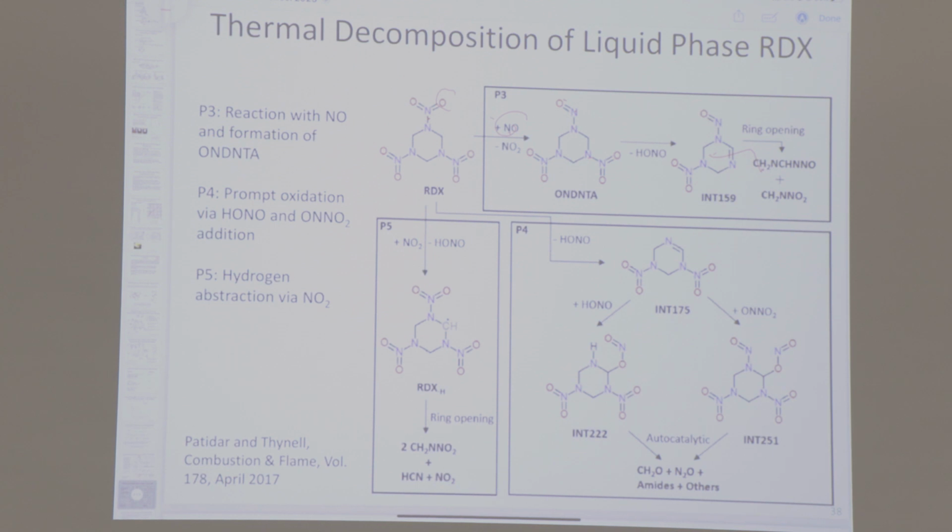Another example is to go through basically prompt oxidation with HONO and ONO2. It's a different sort of route than I showed before. And then the third route here is hydrogen abstraction via NO2. So these are sort of secondary reactions where I've started to form some of the secondary products. The NO2 comes back to the original RDX and starts abstraction reactions. Okay?